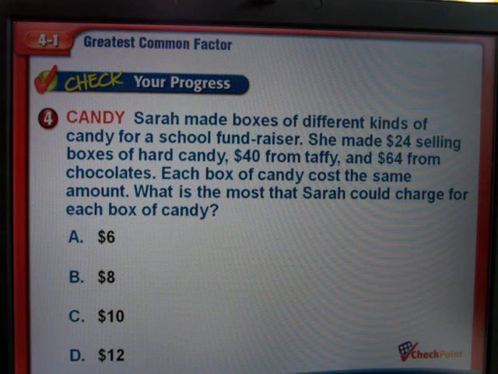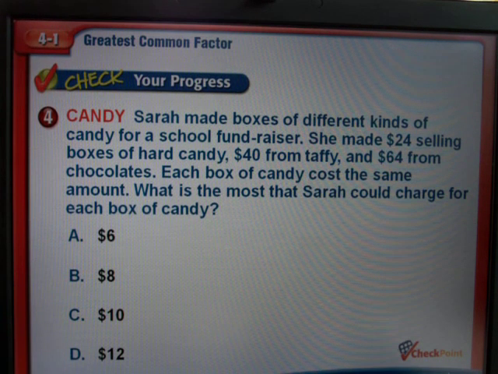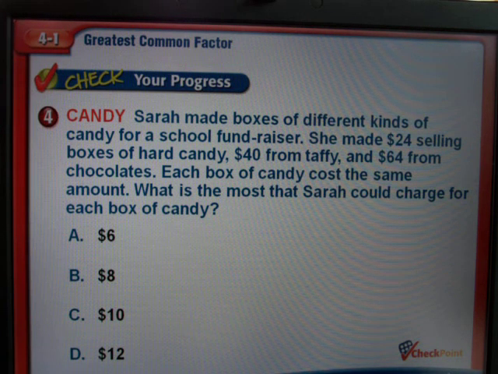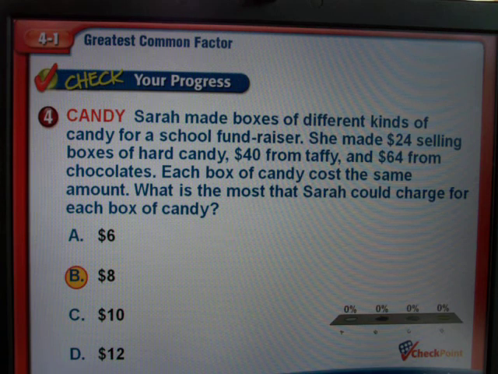So now Sarah made boxes of different kinds of candy for a school fundraiser. She made $24 selling hard candy, $40 from taffy, and $64 from chocolates. Each box of candy cost the same amount. So what is the most that Sarah could charge for each box of candy? In other words, what is the greatest common factor between 24, 40, and 64? Is your answer A, $6, B, $8, C, $10, or D, $12? And your answer is B.